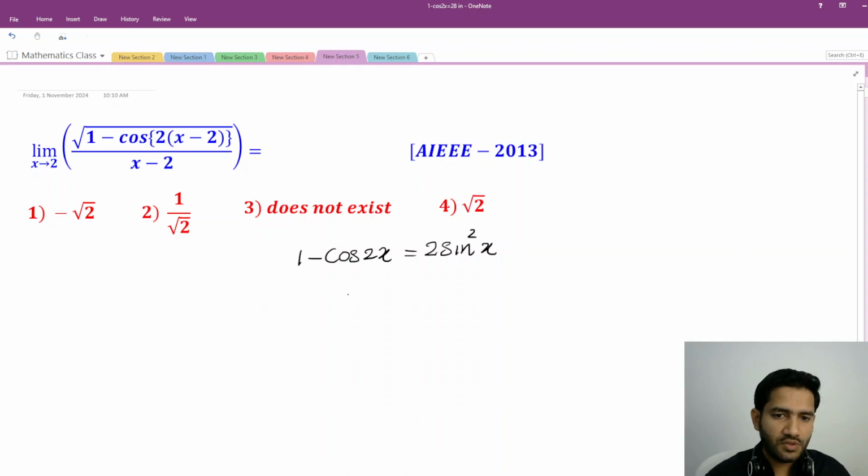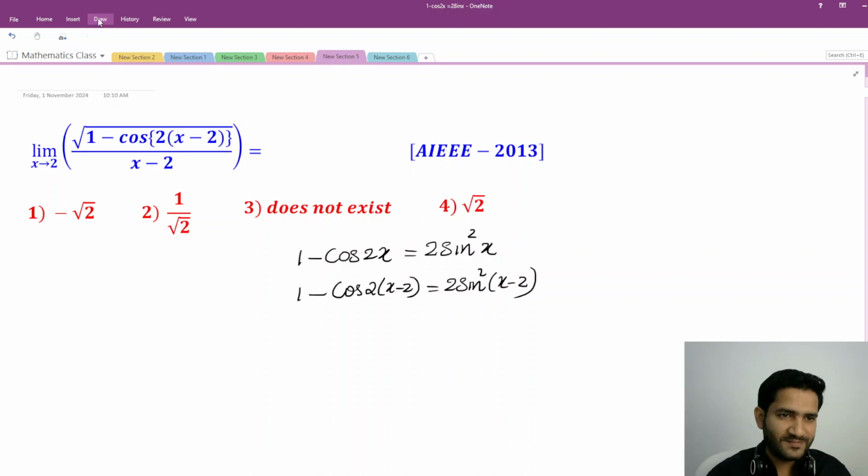But here this is not cos 2x, it is 1 minus cos of 2 times x minus 2. So instead of x we have x minus 2. So here the result is 2 sine square, and instead of x we have x minus 2. That's all. Now I think you got the idea here.